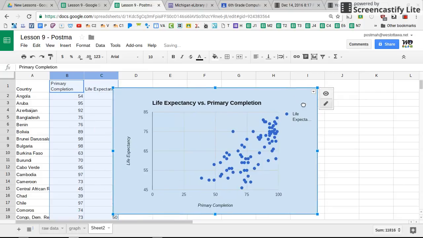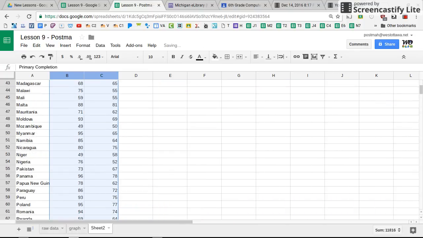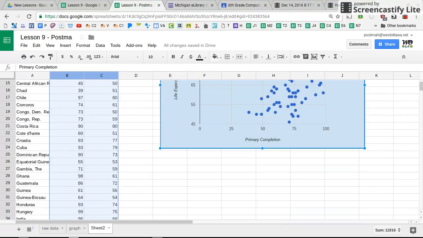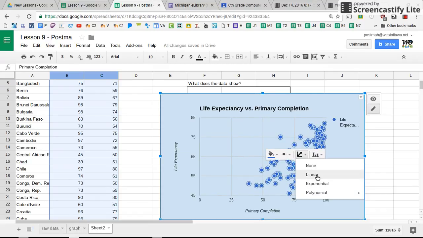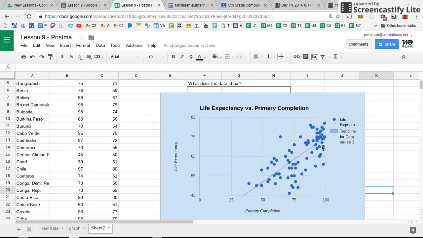And then the last thing that we're going to add is a trend line. We did that in Excel as well. It's pretty easy in Sheets. All you have to do is click on one of the dots. Here are your options for trend lines: exponential, polynomial, or linear. We're just going to do linear. What it does is draw your best fit line, so you have an even number of dots above and below the line.